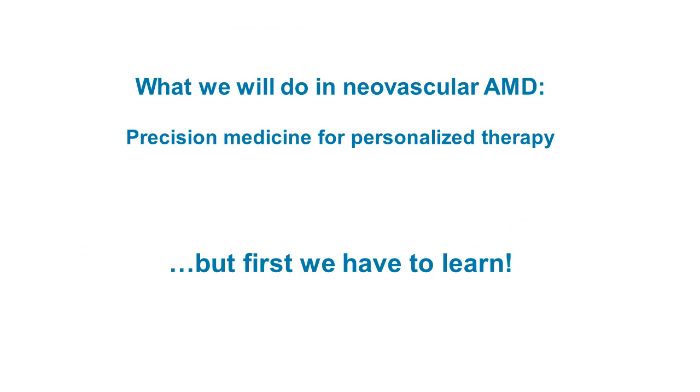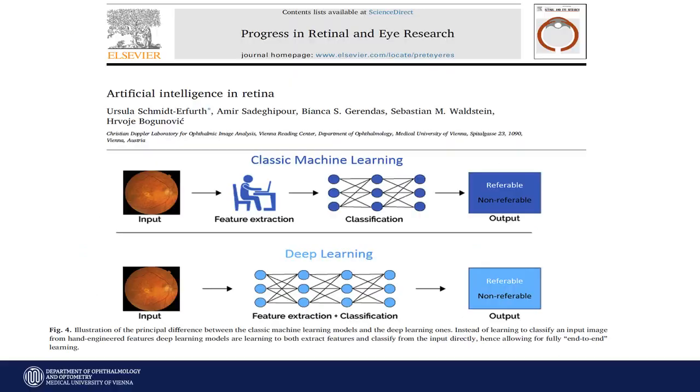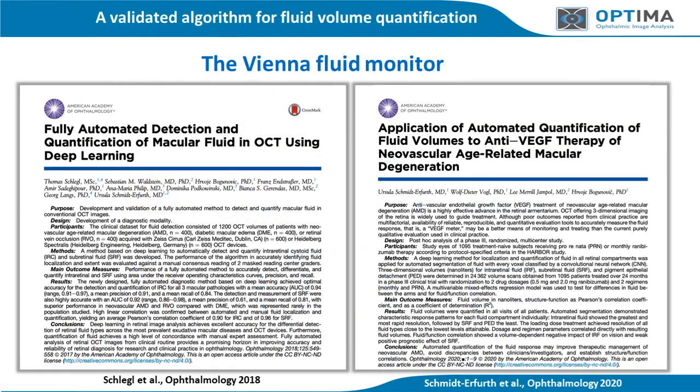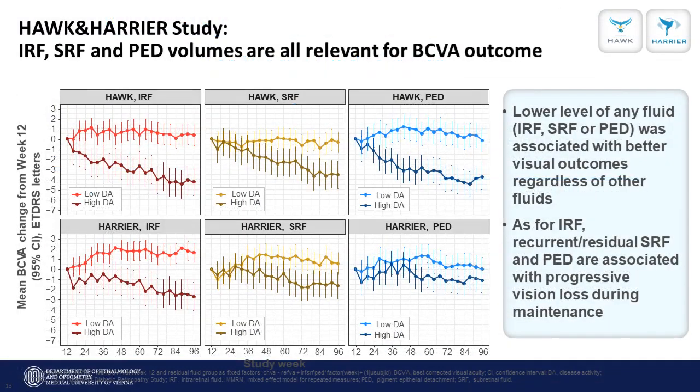So by using AI, the goal is to get to precision medicine for personalized therapy. But first, we have to learn. Classic machine learning and deep learning are the methods that are being used by AI-based image analysis. My group in Vienna has developed an algorithm, the Fluid Monitor, that is able to identify and quantify fluid. Why is that important?